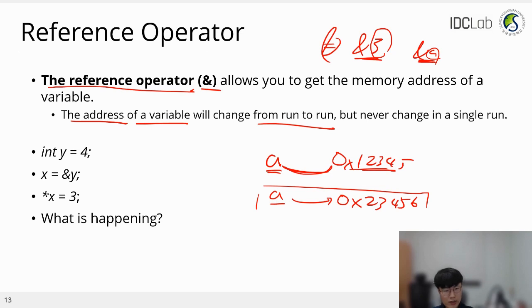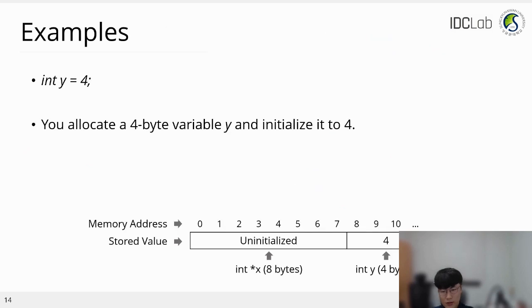So here is the example. I changed the previous example and made it run. int y assign 4 and x assign reference y and then star x assign 3. Let's take a look at this example in more detail. The first part of the example is int y assign 4. This is simple. You allocate a 4-byte variable y and initialize it to 4.